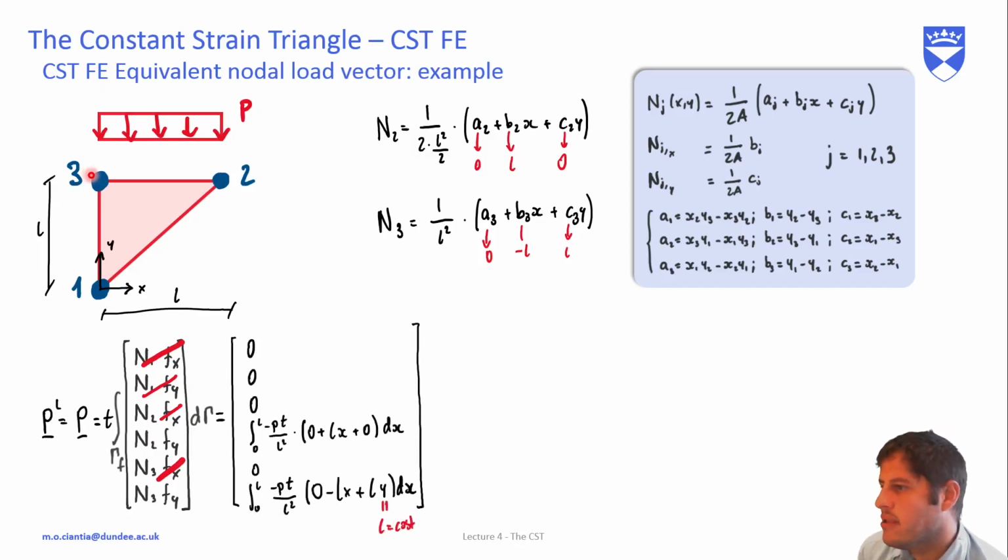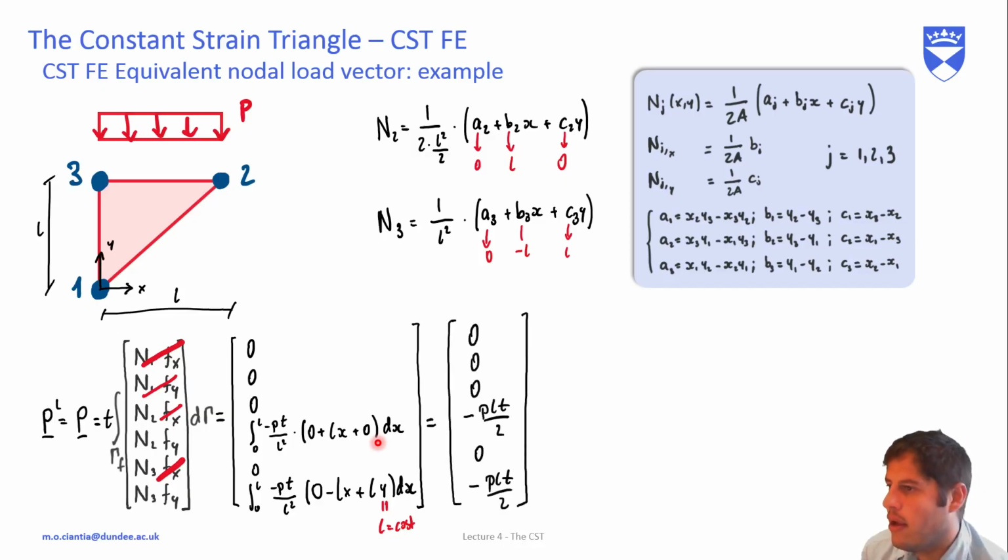So then if we substitute this in here, we have the integral over the length L of pt over L squared, because f is a p, and the result of this is here: PLt over 2, 0, minus PLt over 2, okay? So if you look at it, it resembles something. Yes, it's perhaps what you're thinking.